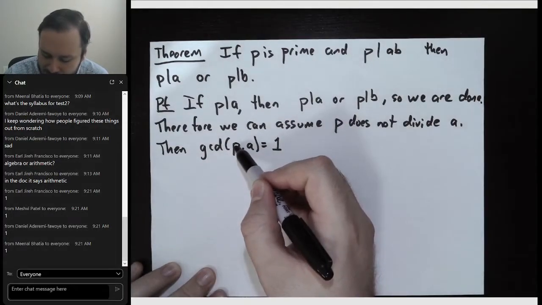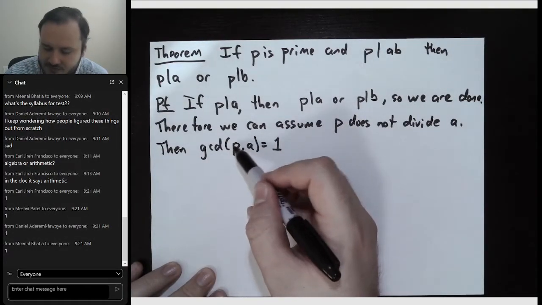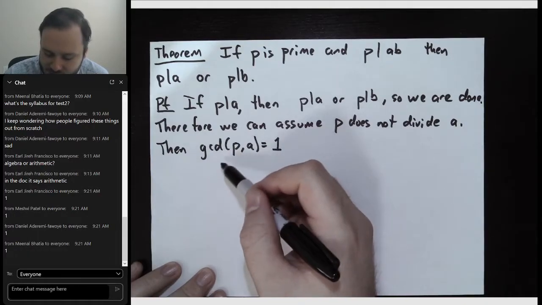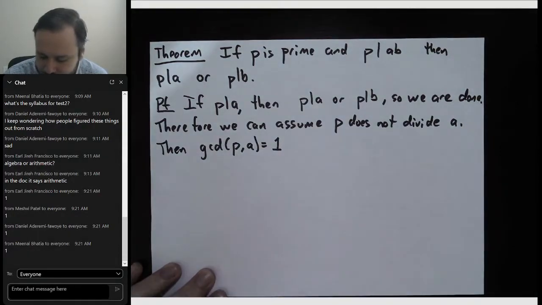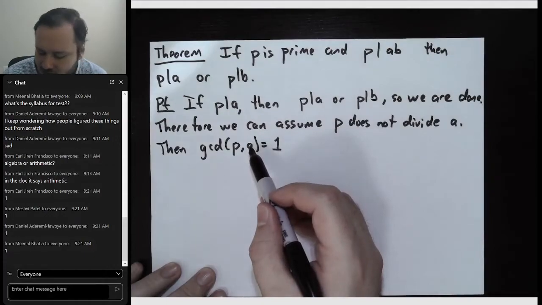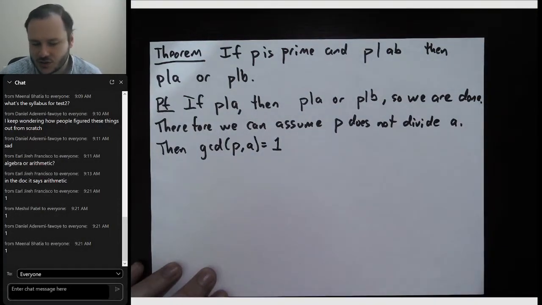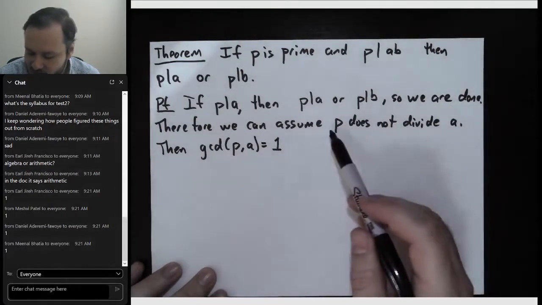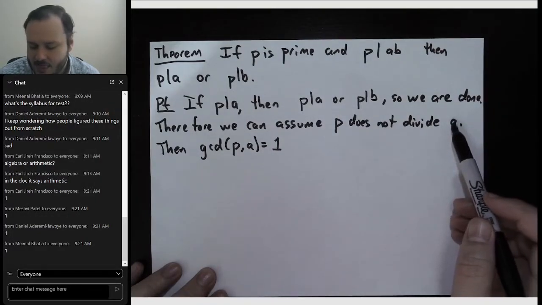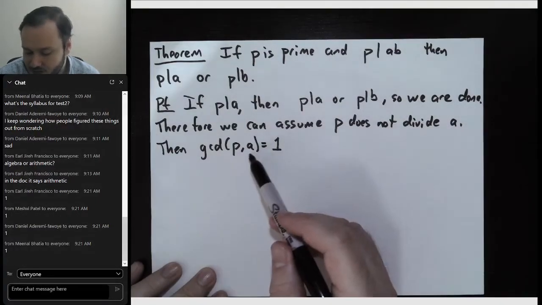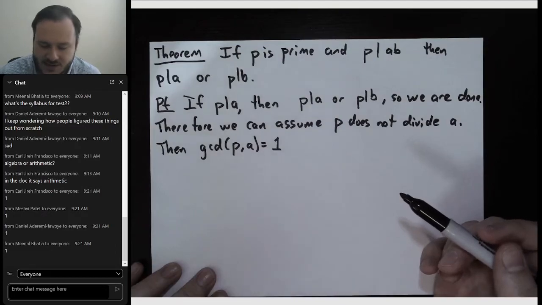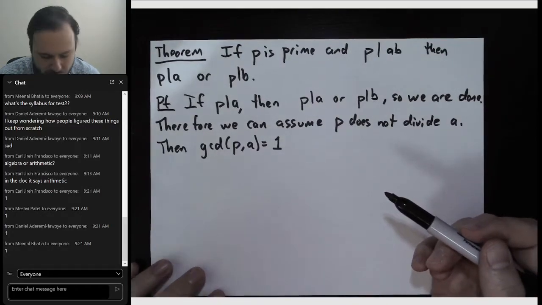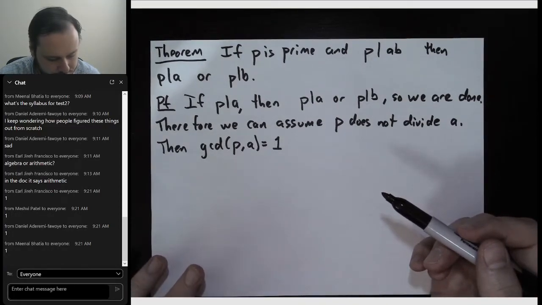If we write out the list of divisors for P, it's just 1 and P. And if we write out the list of divisors for A, who knows? Could be any number of things, but it doesn't have P on it. That list does not have P on it because P does not divide A. So our only other option is 1. That's the only divisor in common for both P and A. Okay.